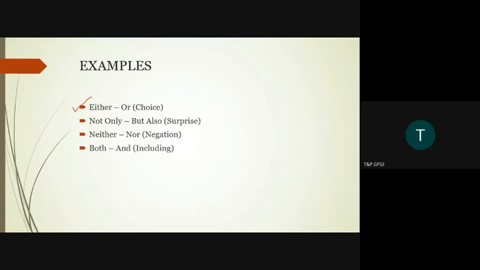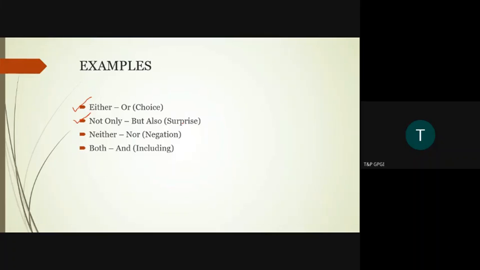The second one is not only but also. It kind of goes with surprise. I'll give you an example. Not only was she happy, but she also got married. So not only was she happy means there was a surprise because she was happy with that surprise, and another part is, but she also got married. So there's even more surprise.